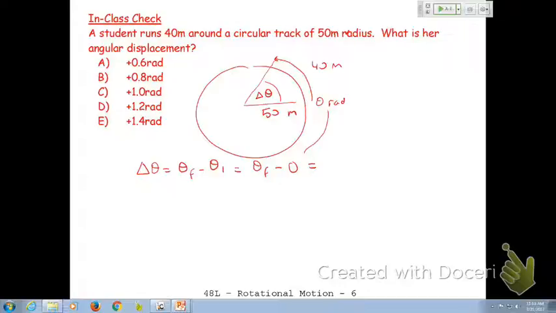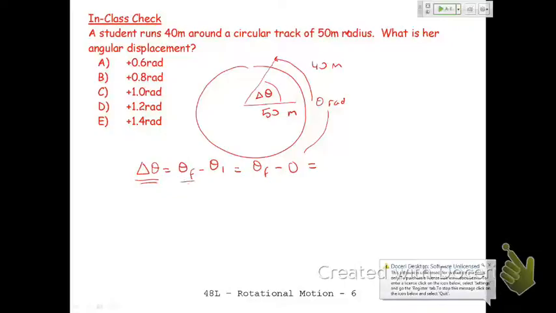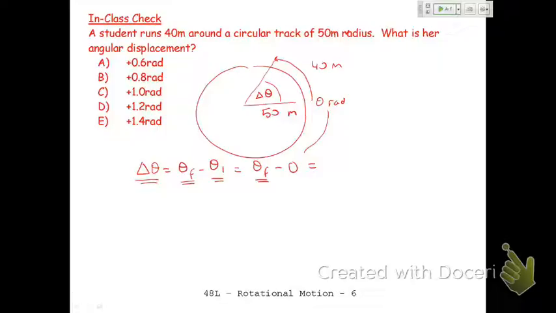We say, well, okay, my displacement is equal to my final position minus my initial position. I don't know my final position, but I know I said at the beginning that my initial position was 0 radians. So what about this final position? Well, my final position is going to be the S over the R. That's how I get my angle in radians, minus 0, which equals my S is going to be 40 over my R is 50, minus 0. So delta theta is equal to 0.8 radians.